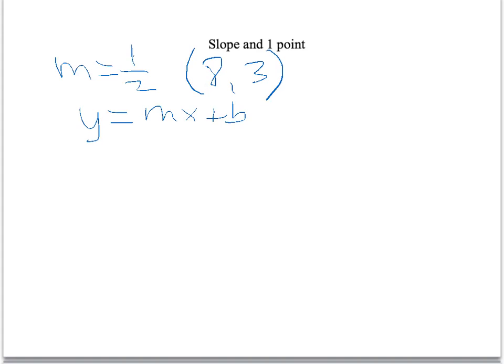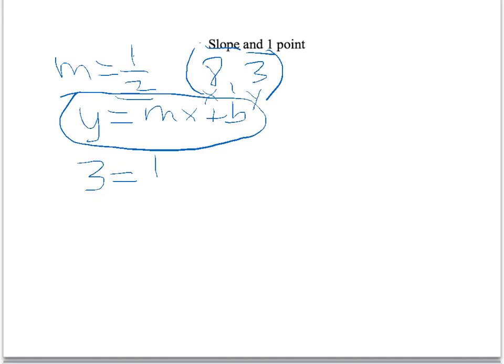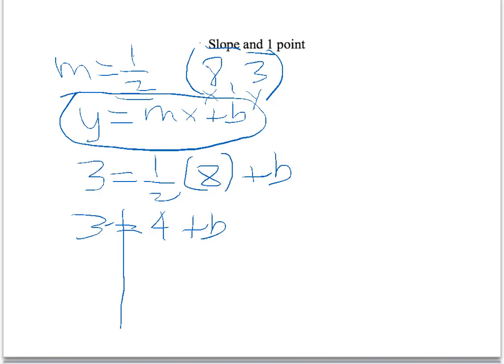Now let's remember that x equals 8, and when x equals 8, y equals 3. So I can plug in 1/2, 8, and 3 into this equation and solve for b. So let's do that. I have 3 equals 1/2 times 8 plus b. Well, it gives me 3 equals 1/2 of 8 is 4, plus b. Now to get b by itself, I have to subtract 4 from both sides. So I have b equals -1.